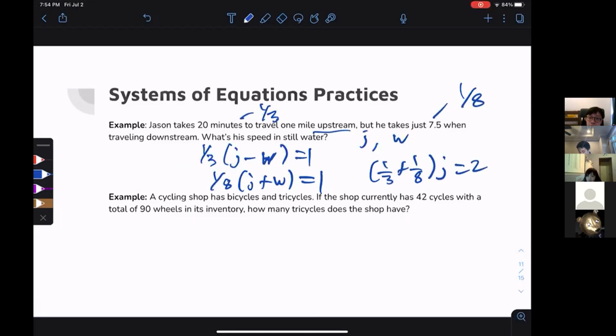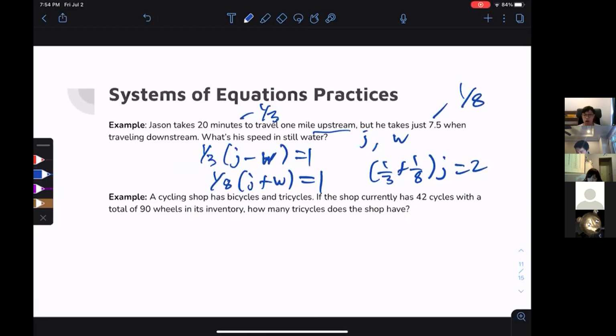And then, yeah, that should get 1/3 plus 1/8 J is equal to 2. That should get you the answer of like 11 over 24 J is equal to 2. And then, wait, let me just check this for a second. I think, yeah, I don't think this is right.